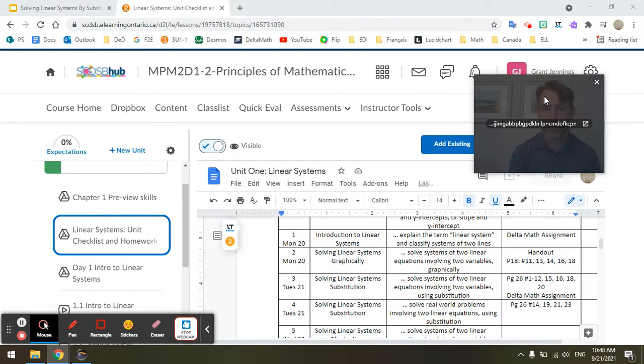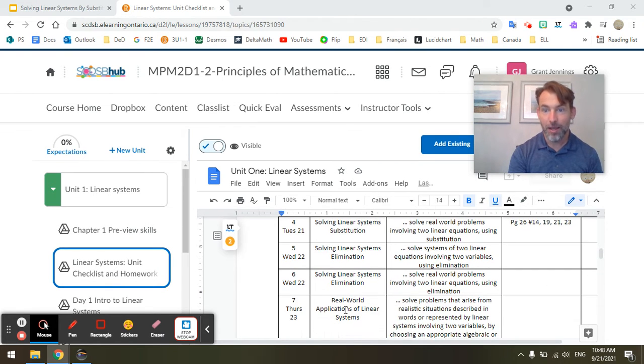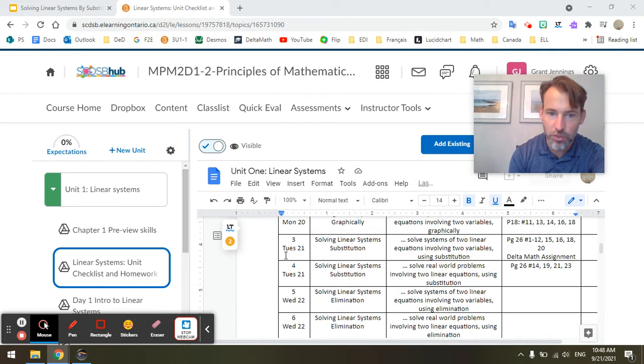In the D2L, under content, you're going to find Unit 1 linear systems. You're going to find a checklist here. It tells you the topics that we're doing by day. I've been asked, hey, Mr. Jennings, it would be useful if you could hyperlink some videos here to teach us these topics. So I'll do that as well. That's coming. And your homework for today is here next to Tuesday, the 21st.